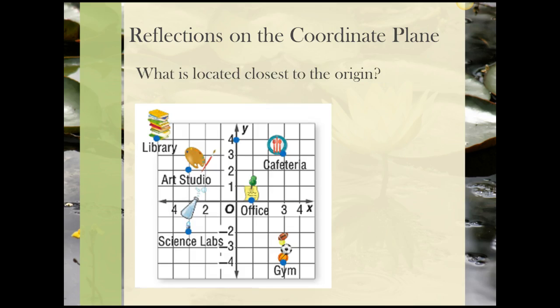Froganachi invited me to see his school. While we were there, we made a map of the school using the coordinate plane. Froganachi has some questions for you math students to answer. First of all, what is located closest to the origin? The origin is where the x and the y axes intersect. The location that is closest to our origin would be the office.